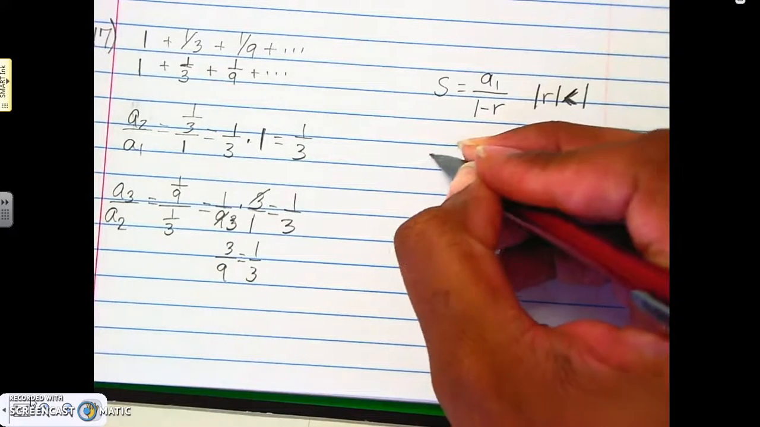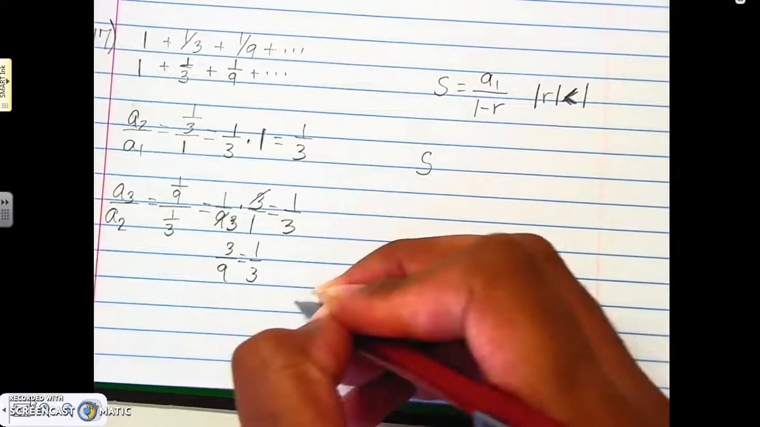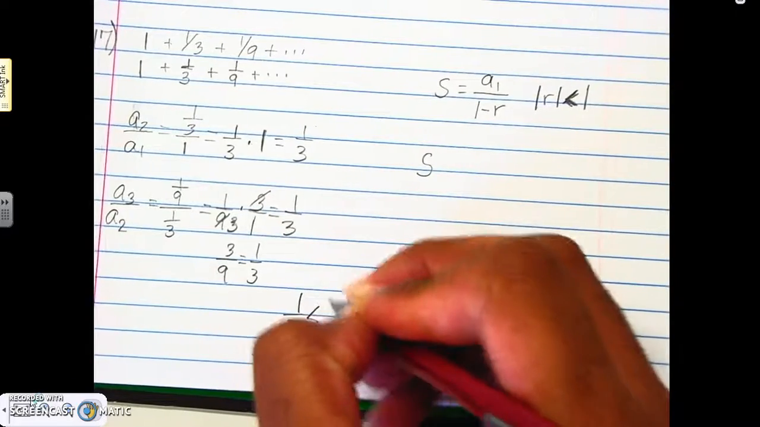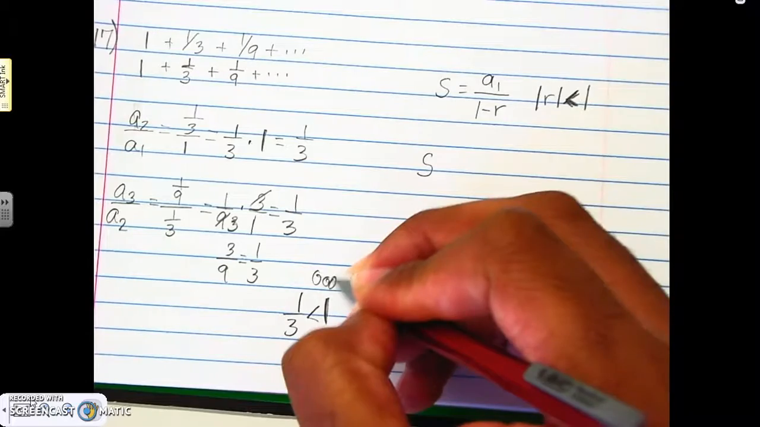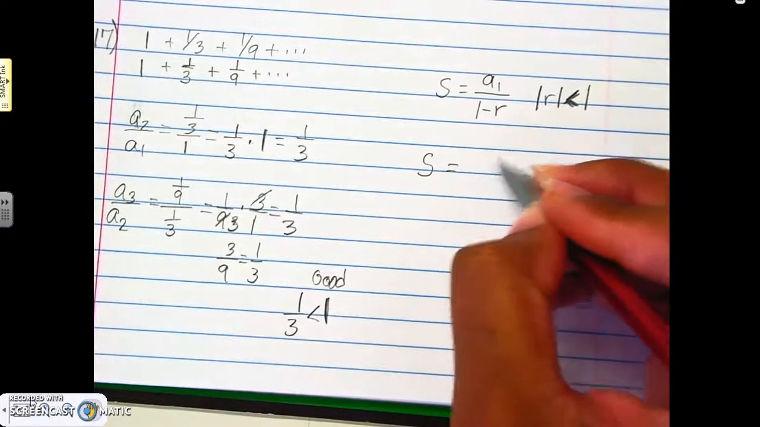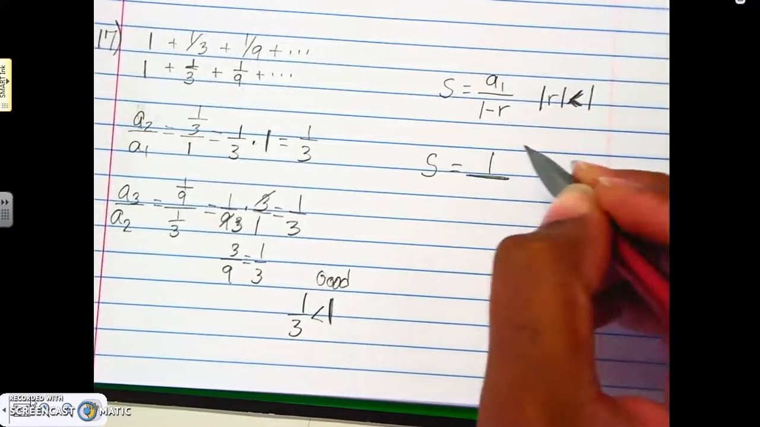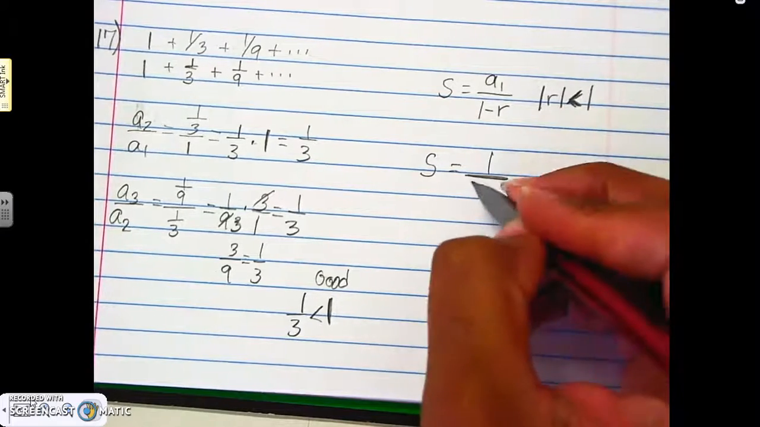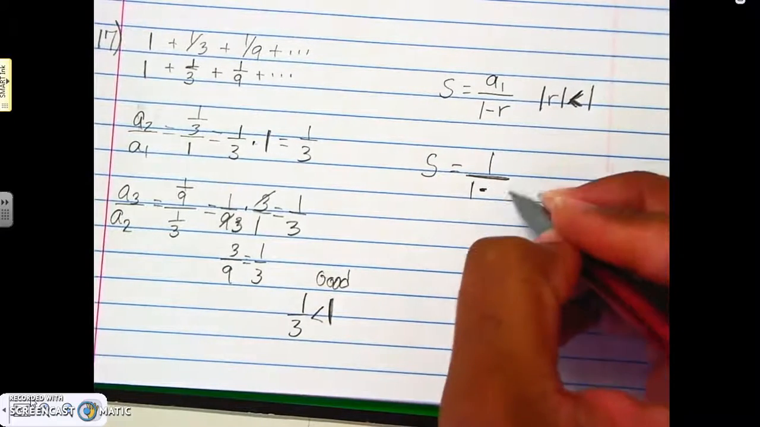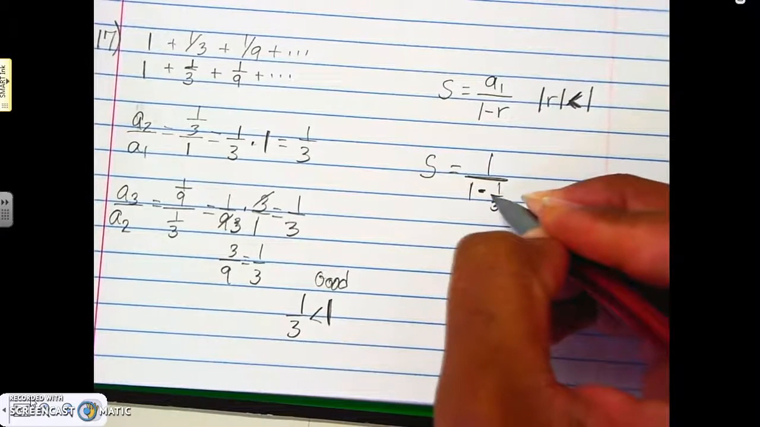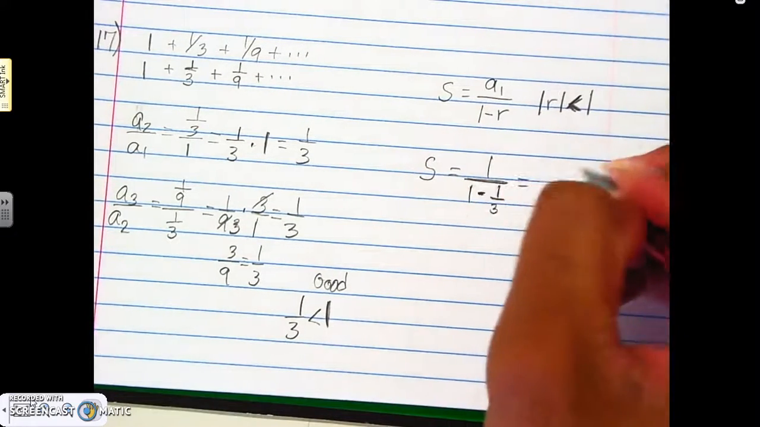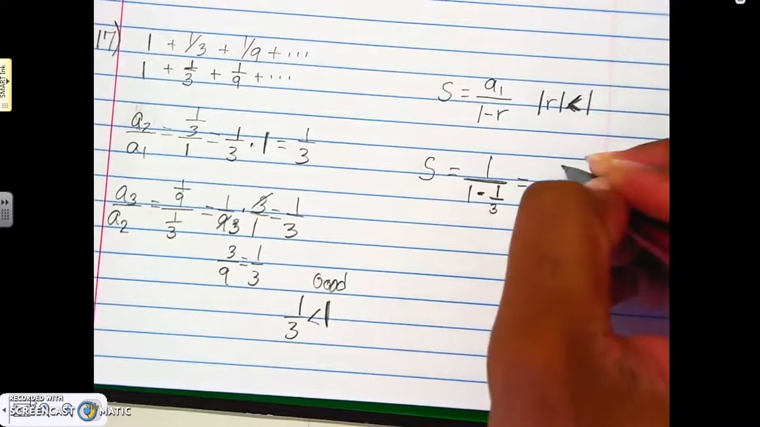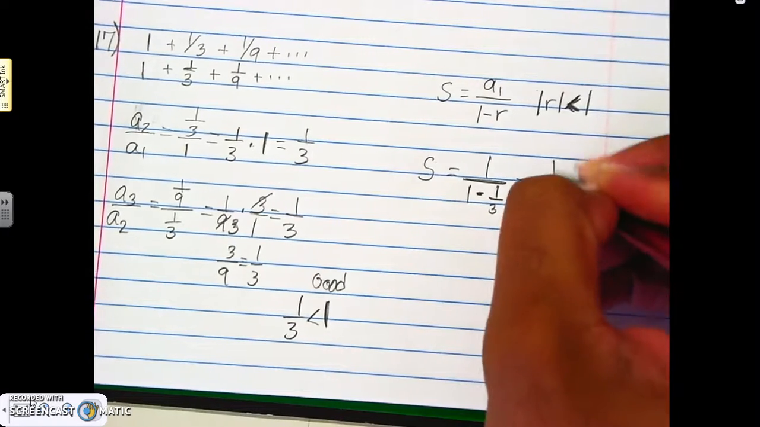So here, 1/3 is less than 1, so we're good. All right, so we put 1 on top. That's our A1, our first term in the sequence. Minus the 1/3. At this point, you can put that directly in the calculator, or you can do work. If you put it directly in the calculator, you'll get an answer really quickly. If you don't use the calculator, you can do some work.